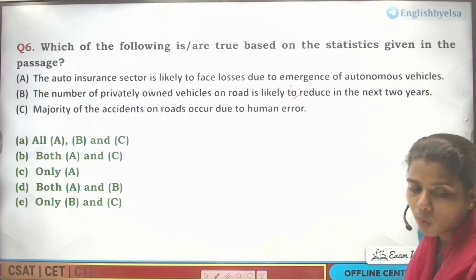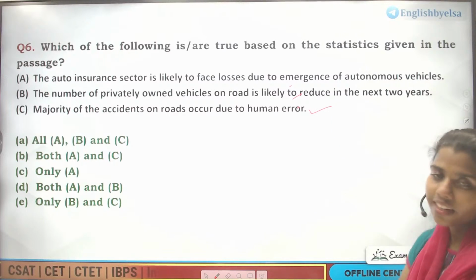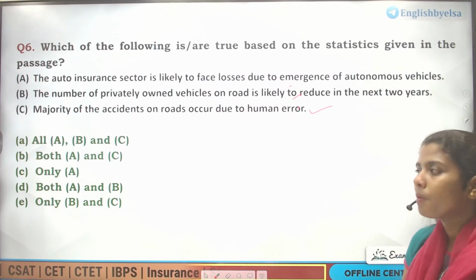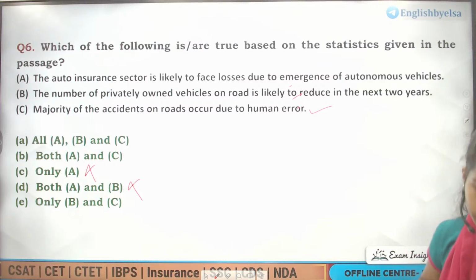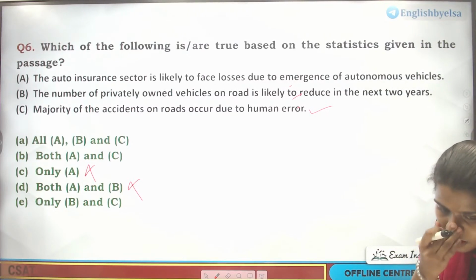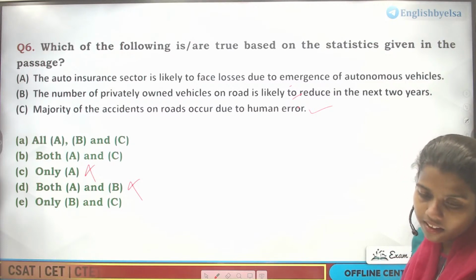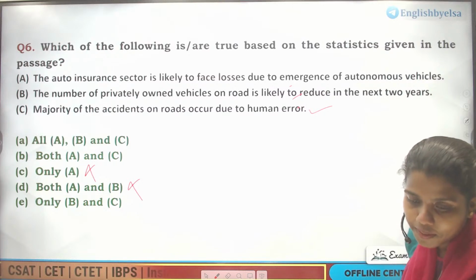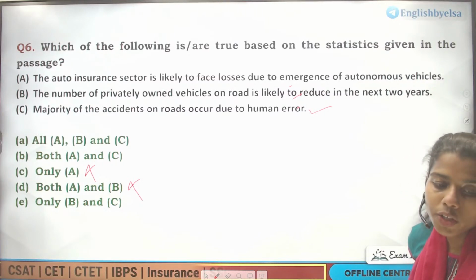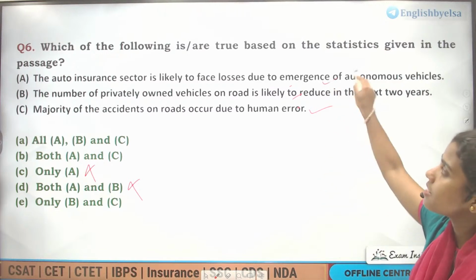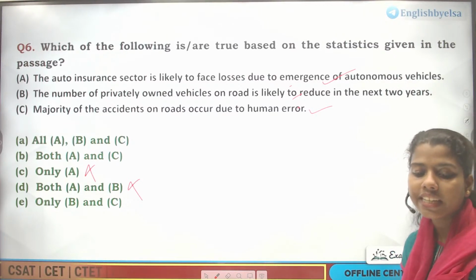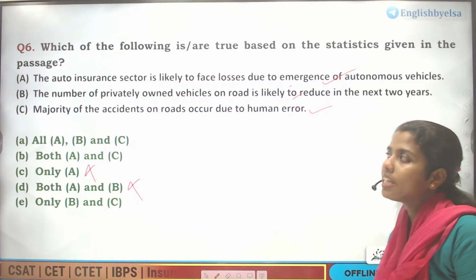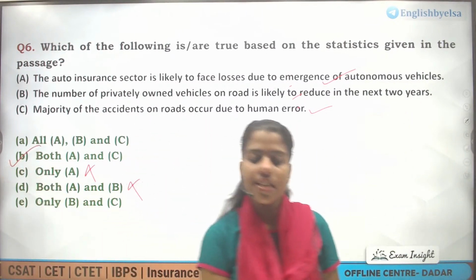Majority of the accidents on roads occur due to human error. This was clearly written. That means C will be my answer anyhow. True is asked, right? A, B or E? Which is the answer? Okay, I got E, I got A. The auto insurance sector is likely to face losses due to emergence of autonomous vehicles. That is what the passage is all about. That means A will be the correct one. The number of privately owned vehicles on road is likely to reduce. No, is likely to increase. That means A and C, option B is the correct answer.